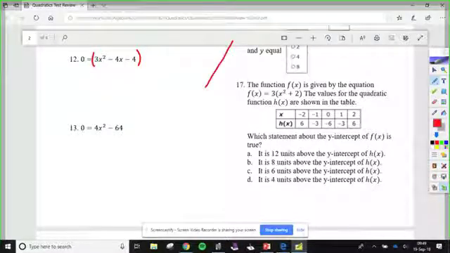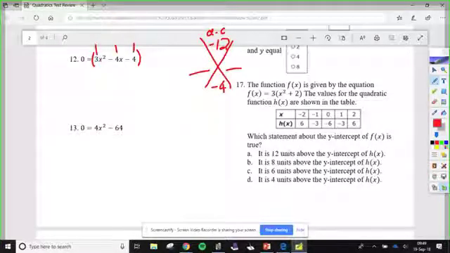So we will use our product and sum method. So a times c. Notice a is 3, and c is negative 4. So 3 times negative 4 is negative 12. Our b value is negative 4. So now let's solve this puzzle. What two numbers multiply to negative 12 and add to negative 4?